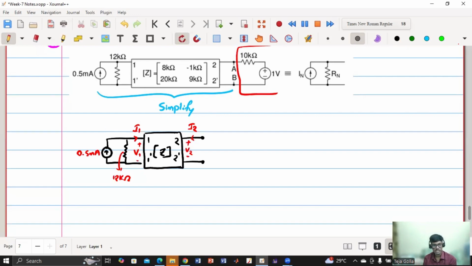So I have considered this part of the circuit only. This is what is given in the question. I have currently removed 10K and 1 volt, which I'll add at the end. So this is the question, right?